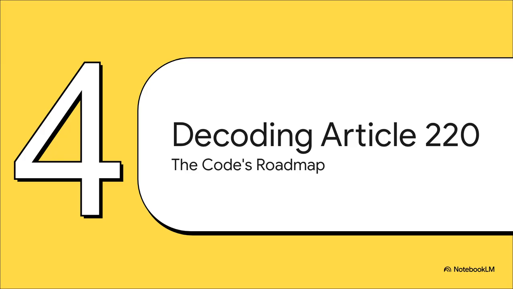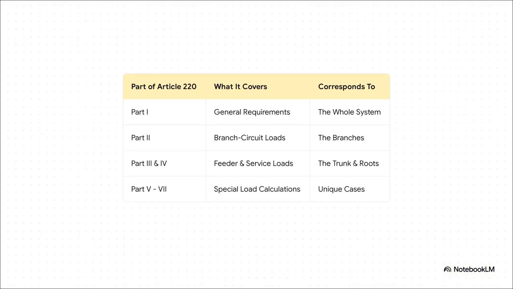Okay, now here is the really clever part. The reason we use that tree analogy is because Article 220 itself is brilliantly structured to perfectly mirror that tree. It's not just a random list of rules, it's a logical roadmap. Just look at how this is laid out. It's so elegant. Part 2 of the code gives you all the rules for the branches, your individual circuits. Then you use that info to move on to parts 3 and 4, which tell you how to calculate the demand on the trunk and roots, the main feeders and service. It's a perfect bottom-up approach that makes sure the entire system, from the tiniest branch to the deepest root, is sized correctly.